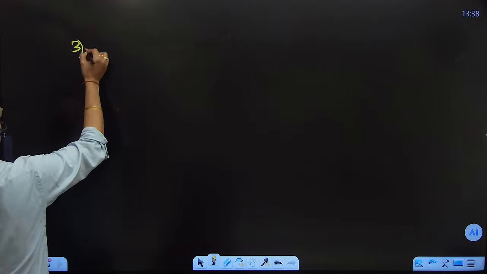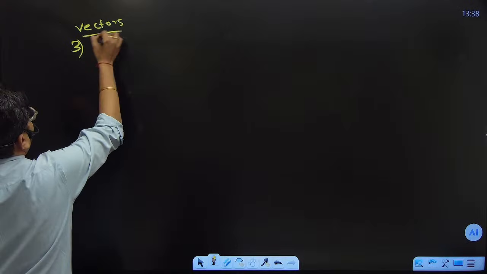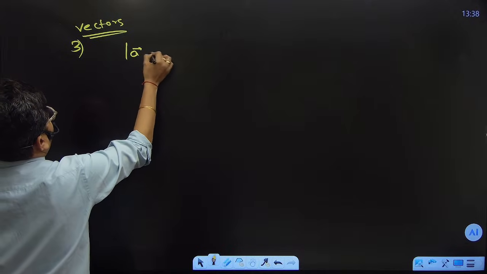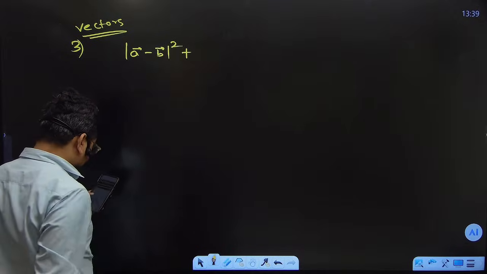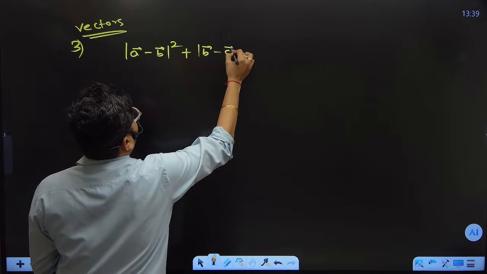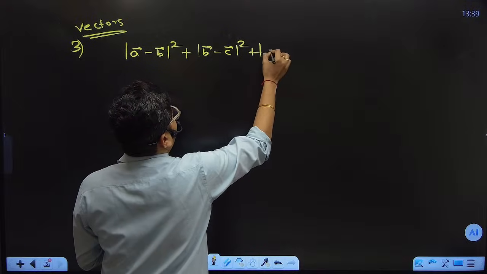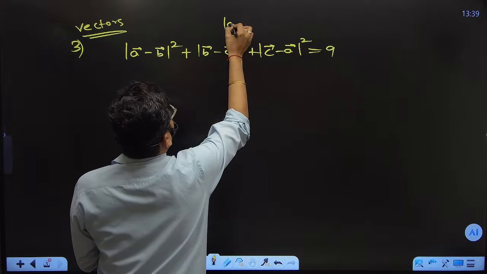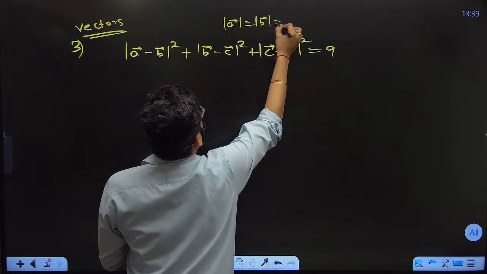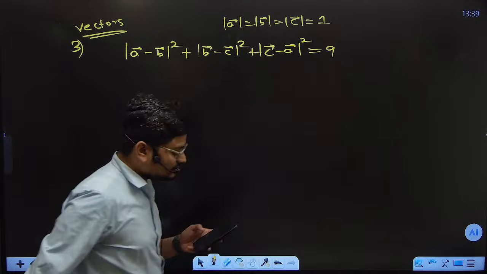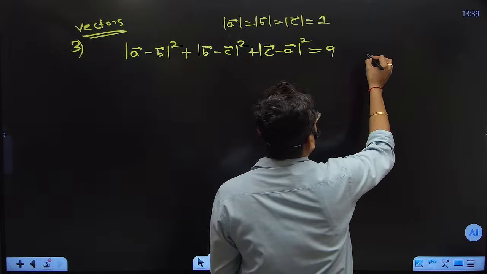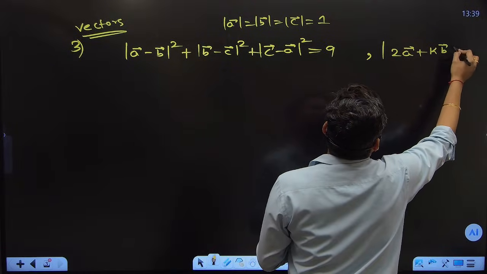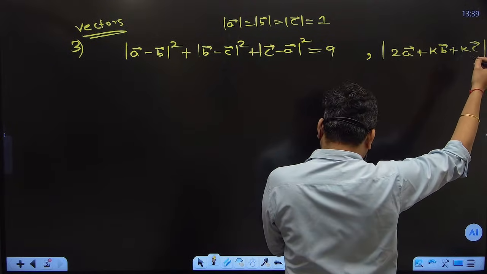The next question is from vectors. It is trying to say here: magnitude of a vector minus b vector whole square plus magnitude of b vector minus c vector whole square plus magnitude of c vector minus a vector whole square. This is given to you as 9, and they also mentioned a, b, c are unit vectors, whose magnitudes are always 1 unit here. Apart from this, they also gave you one more thing which says that the magnitude of 2 times a vector plus k times b vector plus k times c vector is equal to 3.